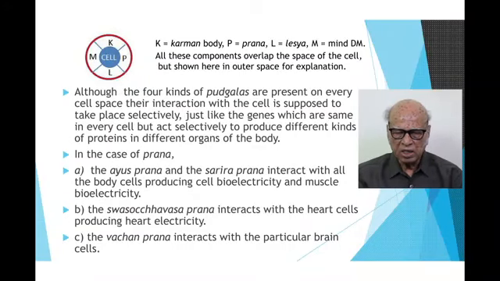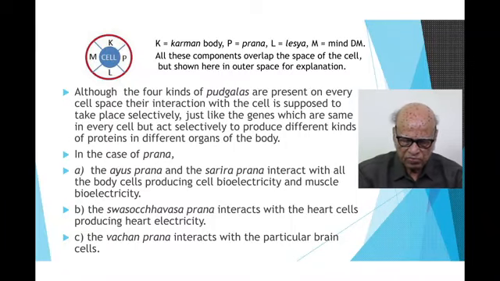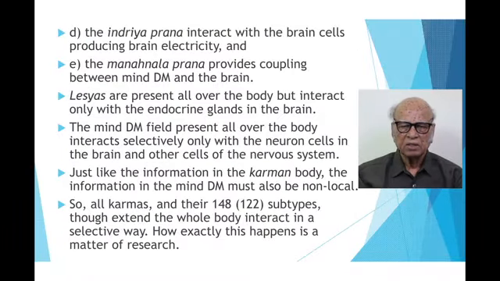The Swachosas prana interacts with the heart cells, producing heart electricity. Although this prana is also present in all the cells, it interacts only with the heart cells to produce the heart electricity. And the Vachanbal prana is present in all the cells, but interacts only with certain parts of the brain to produce speech, the bhasha. And then the Indriya pranas, which are 5, interact with the brain cells, producing brain electricity.